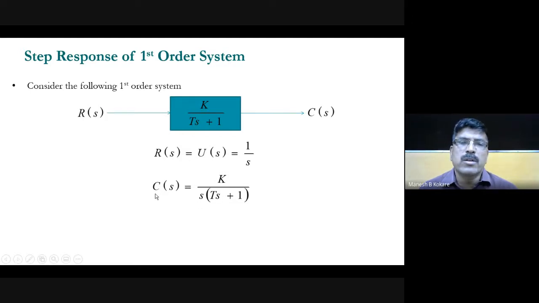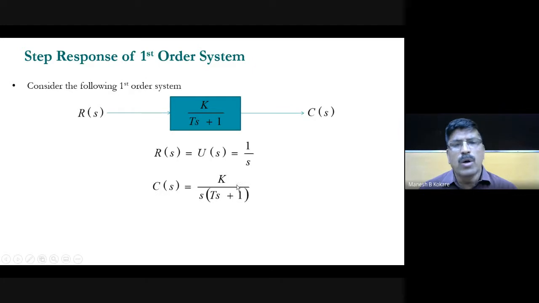Now R of S is taken here. So R of S is 1 by S. So that's why this C of S will become K upon S into (Ts plus 1). I hope that you have understood this one up to this point. Yes, sir.